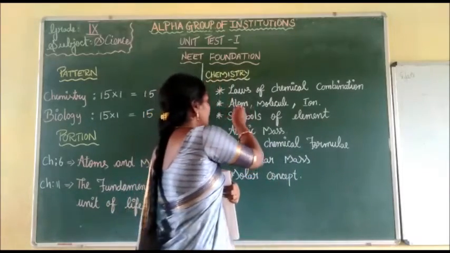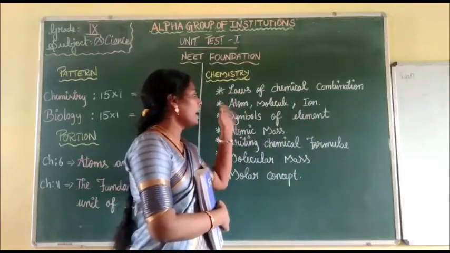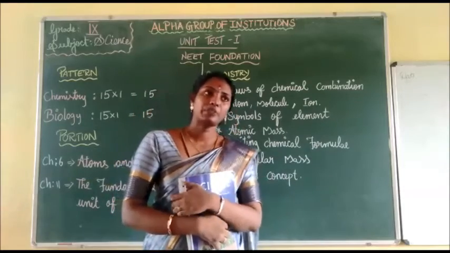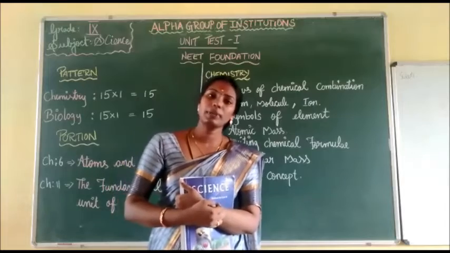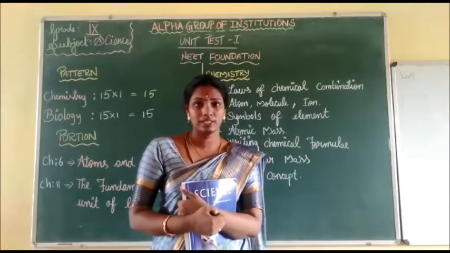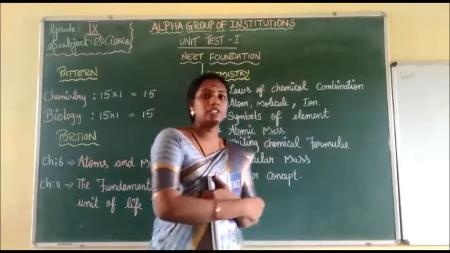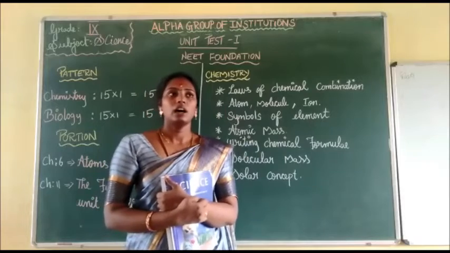Okay, and the next one is atom, molecule, and ion. So atom. See, John Dalton is the famous scientist who is famous for his atomic theory. He is very famous for his theory. His theory is fully based on the laws of chemical combination, which were proposed by Antoine L. Lavoisier.